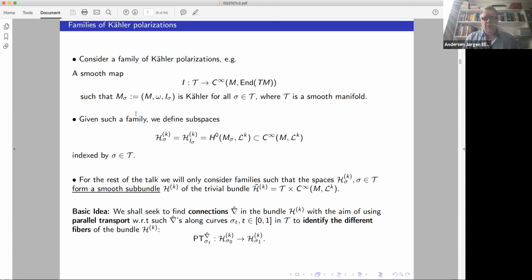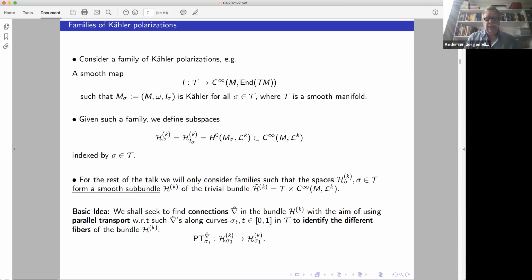Okay, so then of course I get for every sigma a subspace of the smooth sections of L to the K, namely the holomorphic ones. And so they will be indexed by T. For the rest of the talk, I will simply assume that these subspaces for each sigma in T, for each family I consider, form a smooth subbundle of the trivial infinite rank bundle, which is just obtained by taking the smooth sections and crossing with T.